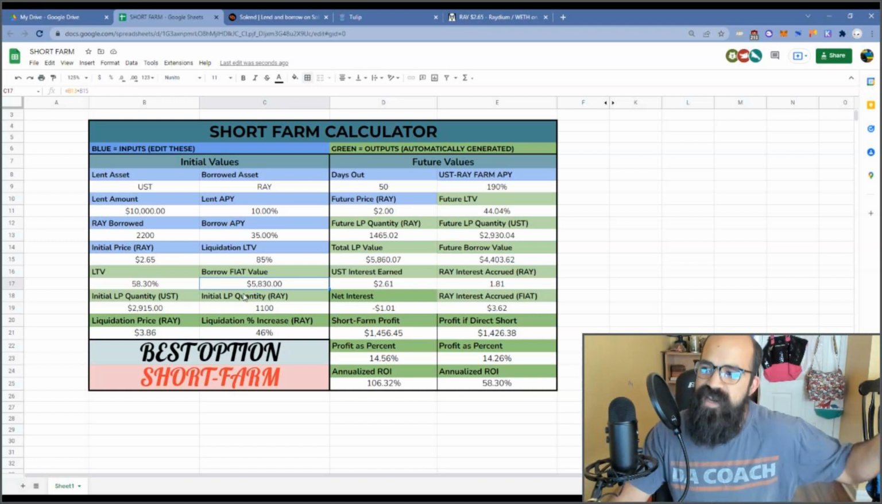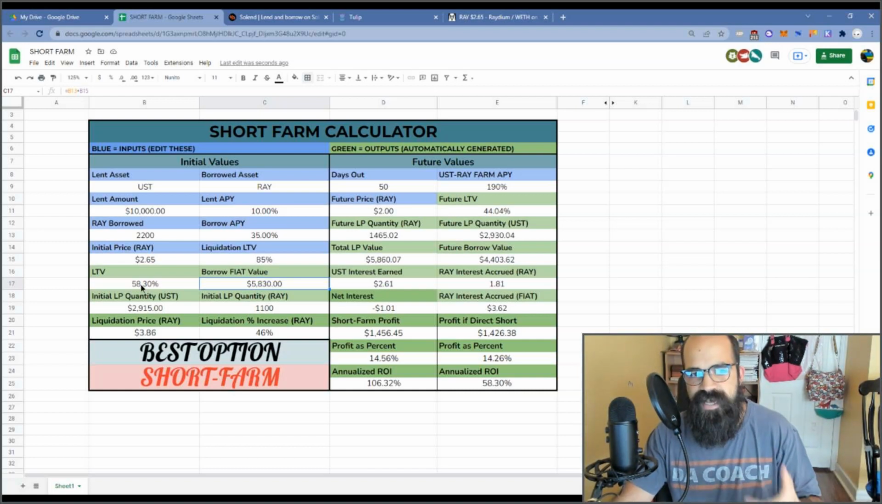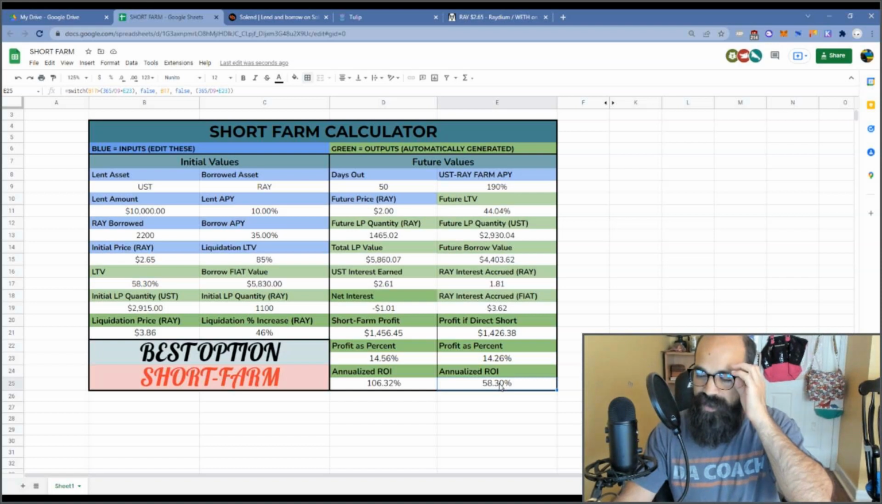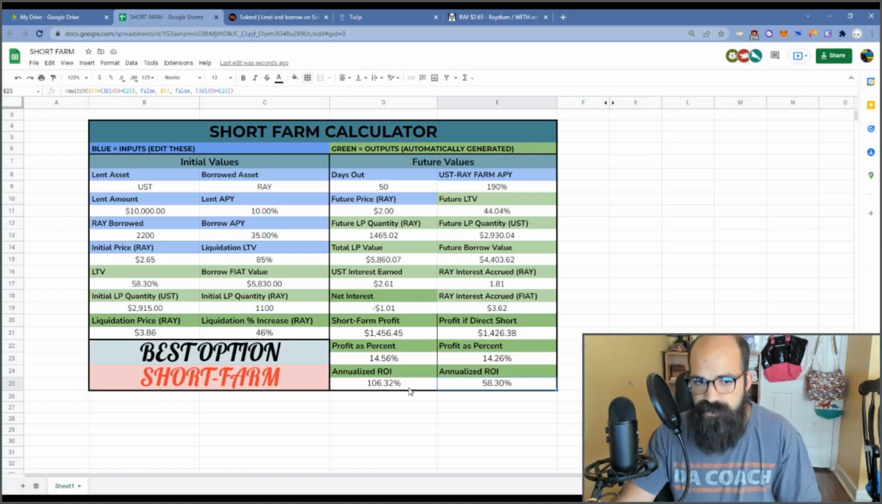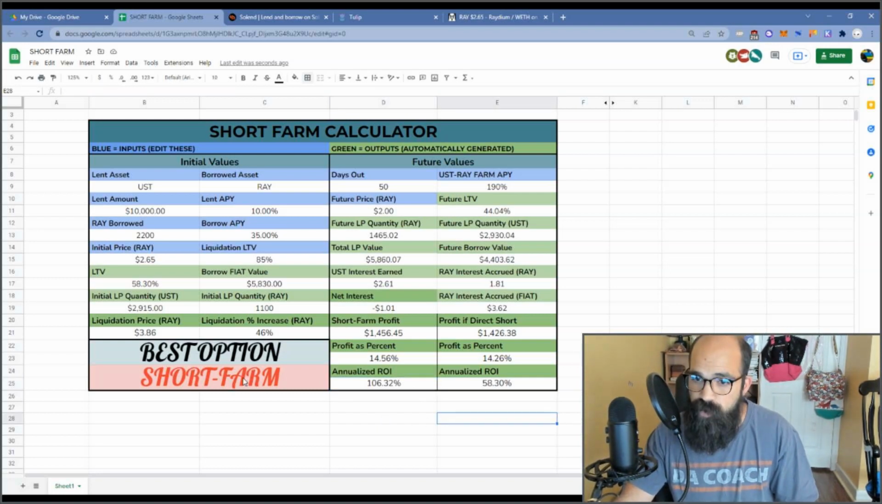You can't keep any more of that, right? You can't get any more than your initial LTV. So there's a cap on direct short profits. You can only get your LTV. There is no cap on short farm profits. So that is one thing to consider when deciding whether you want to short farm or direct short.